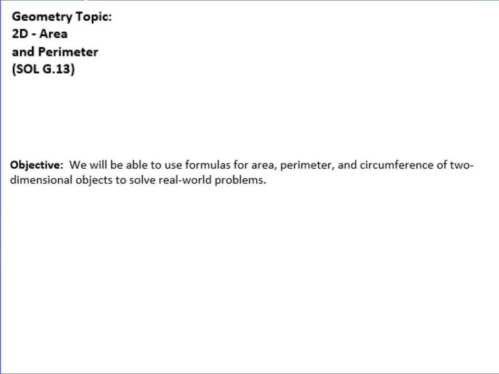Hello everybody and welcome to our first lesson in our unit on area and volume. Today we will talk about area and perimeter of two-dimensional objects, and our objective for today is we will be able to use formulas for area, perimeter and circumference of two-dimensional objects to solve real-world problems.